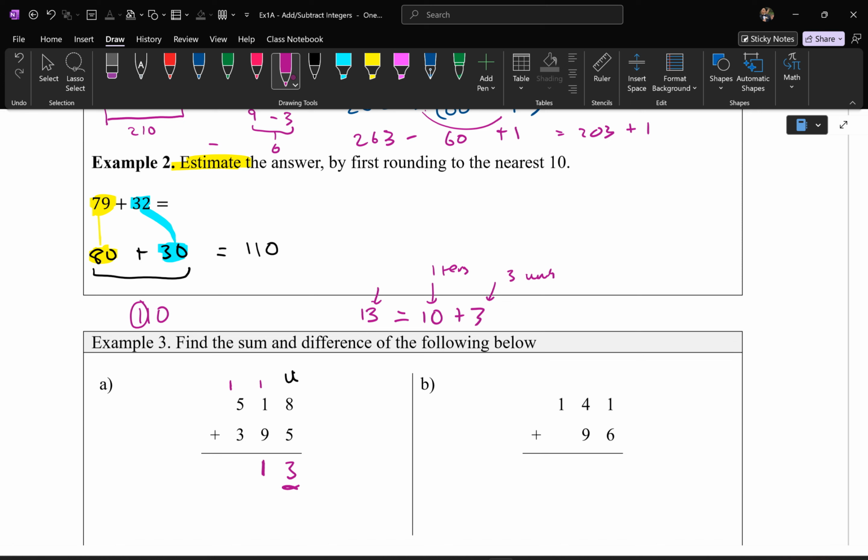So 11 tens is equivalent to 110 units. Okay, so I'm going to write there 11 tens equals 110 units. That's why we write the 1 in the tens column and we write the extra 1 in the hundreds column. So it wasn't magic. It was just logic. Last one, we've got the hundreds column.